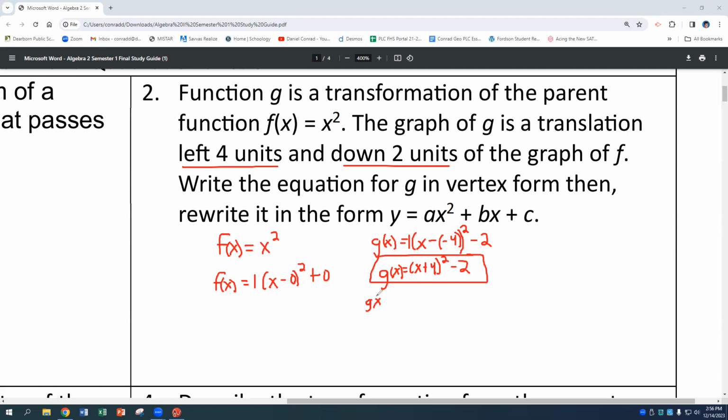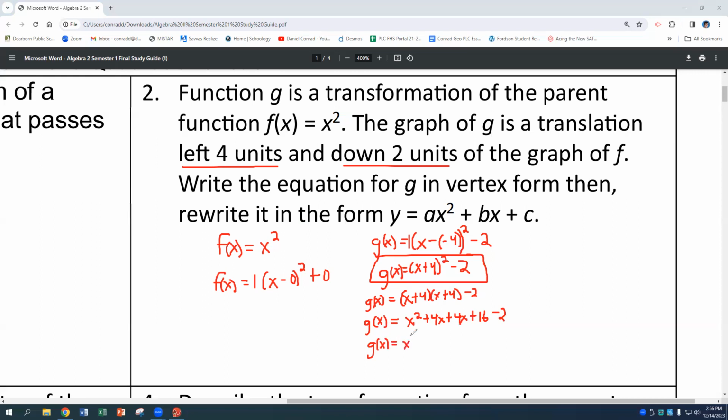going to do some binomial distribution. So we have x plus 4 twice. So it's going to be x plus 4 times x plus 4 minus 2. So we got to do our foiling. So x times x is going to give me x squared. X times 4 is going to give me 4x. And then 4 times x is 4x. And then 4 times 4 is going to be plus 16. And then we have at the end our minus 2.